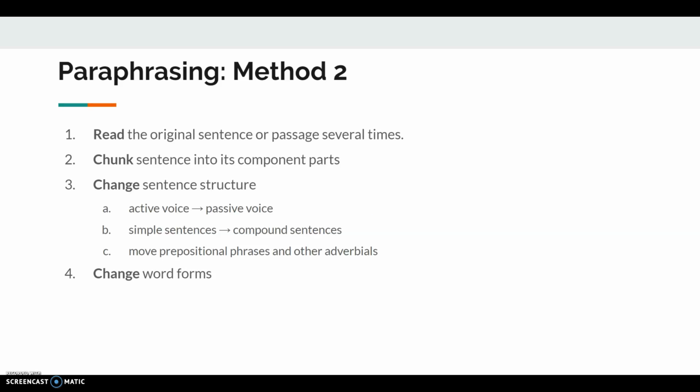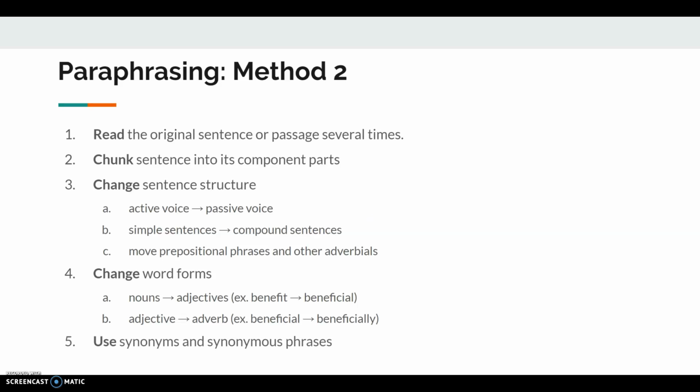Next step is we change word forms, for example, nouns to adjectives and adjectives to adverbs. And finally, we can use synonyms and synonymous phrases. So now we'll take a look at a paraphrase being done using method number 2.